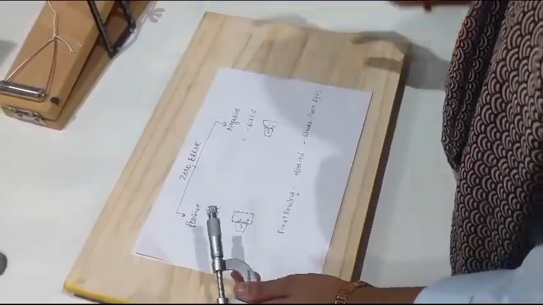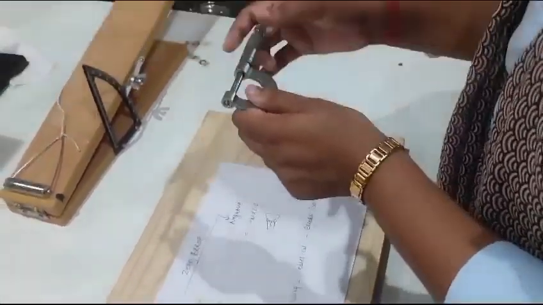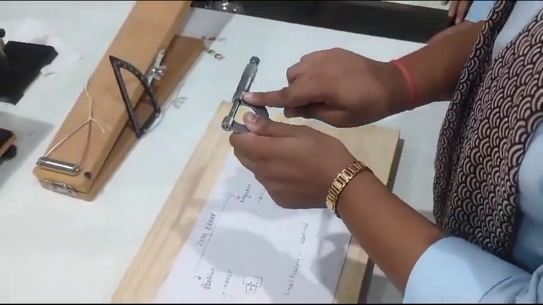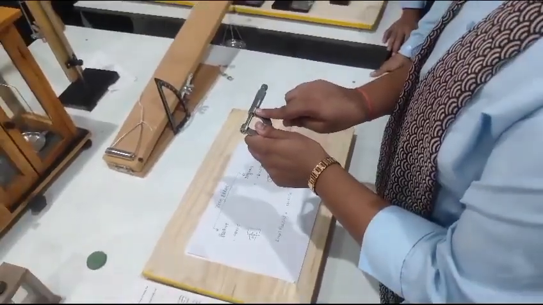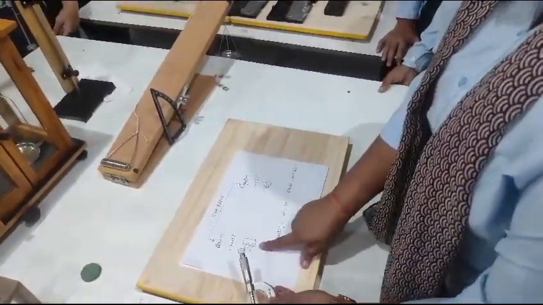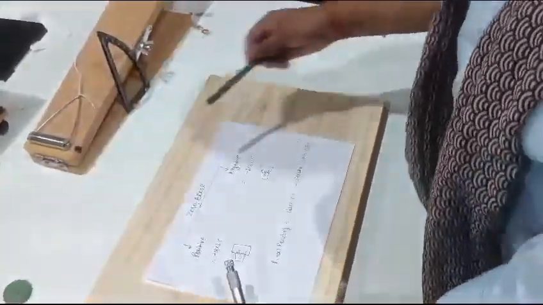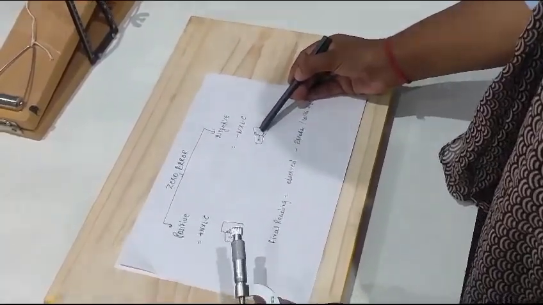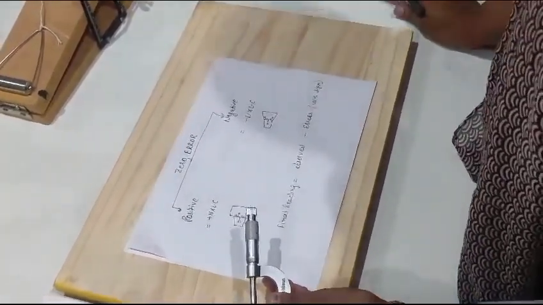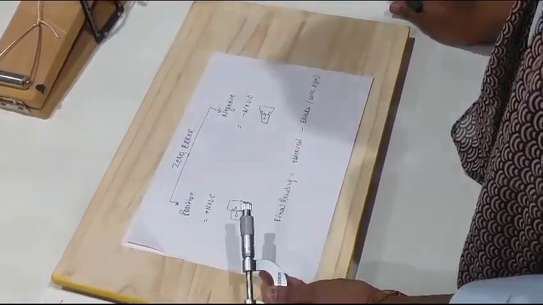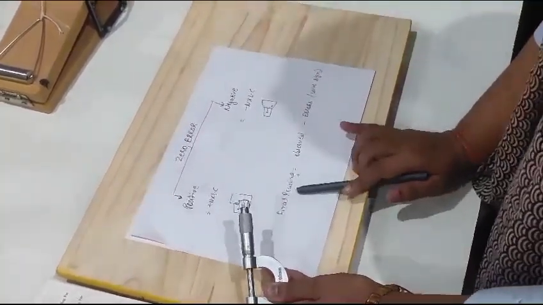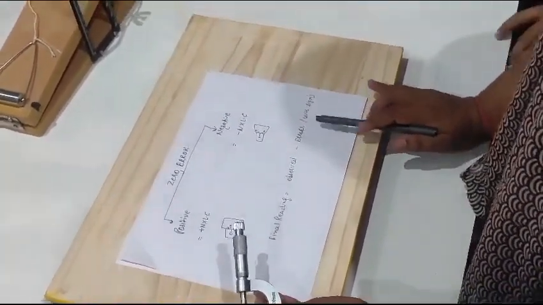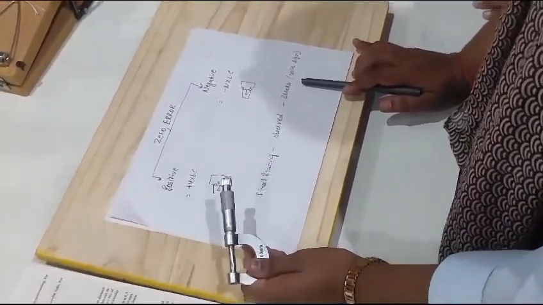If the zero of your circular scale is below the zero of the linear scale, then you have a positive error, as shown here. If the zero is above the zero of your main scale, that means there is a negative error. Always keep in mind that errors are given with a sign convention. Overall, the final reading in this experiment will be the observed reading minus the error, but you have to mention the sign. Am I clear? Okay.